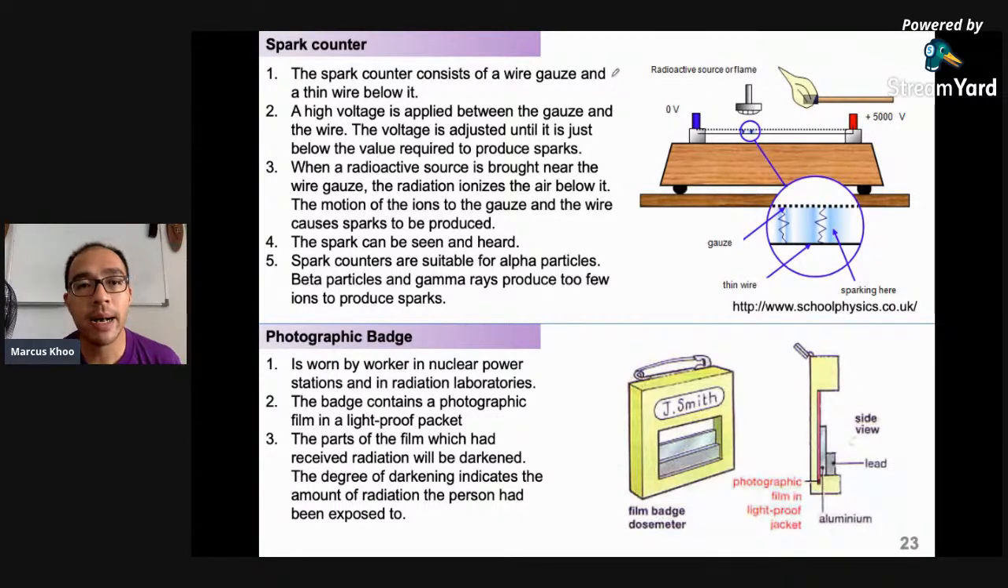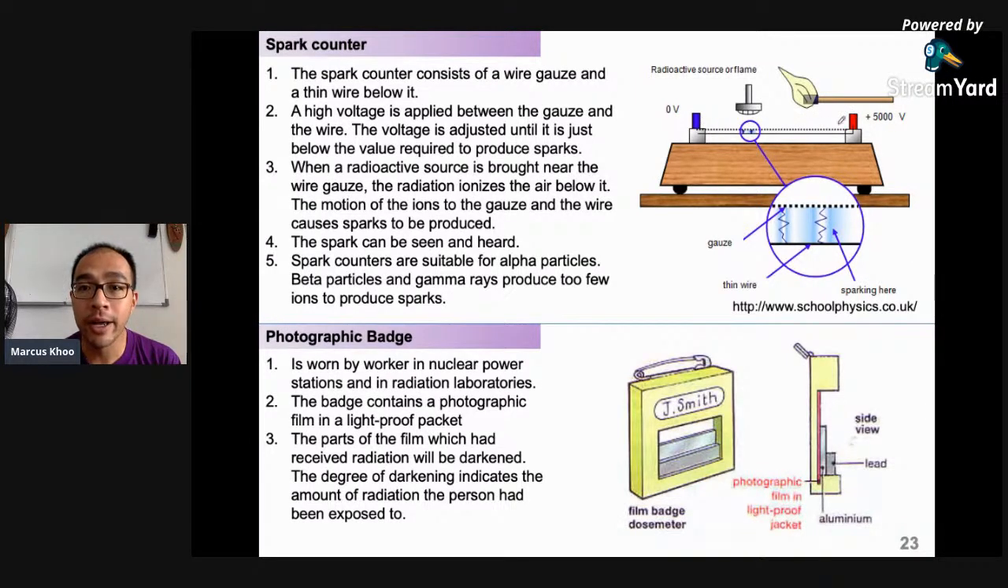The next one is called a spark counter. So far we've covered three. The first one is the electroscope. The second one is the cloud chamber. The third one is the Geiger-Müller tube. The fourth one is called a spark counter. The spark counter is just a wire gauze and a thin wire underneath it.